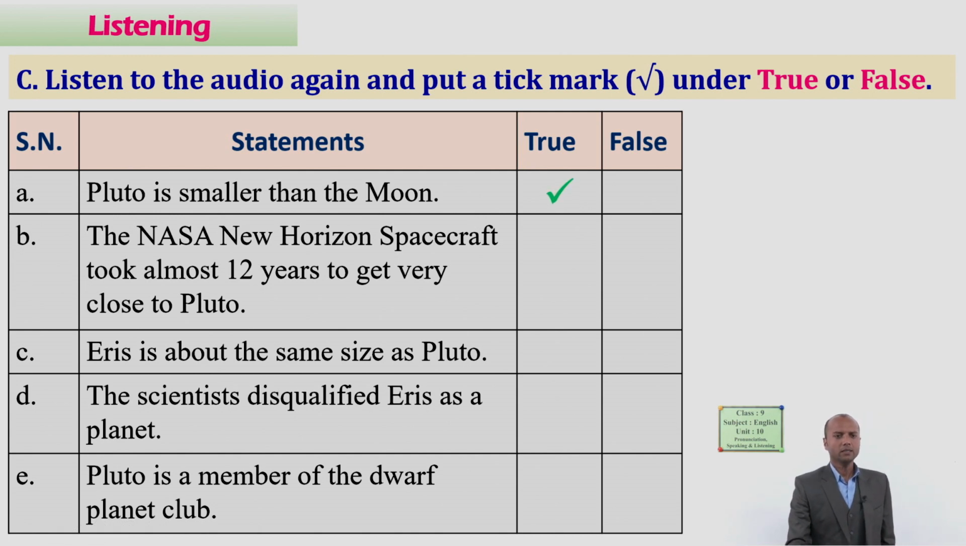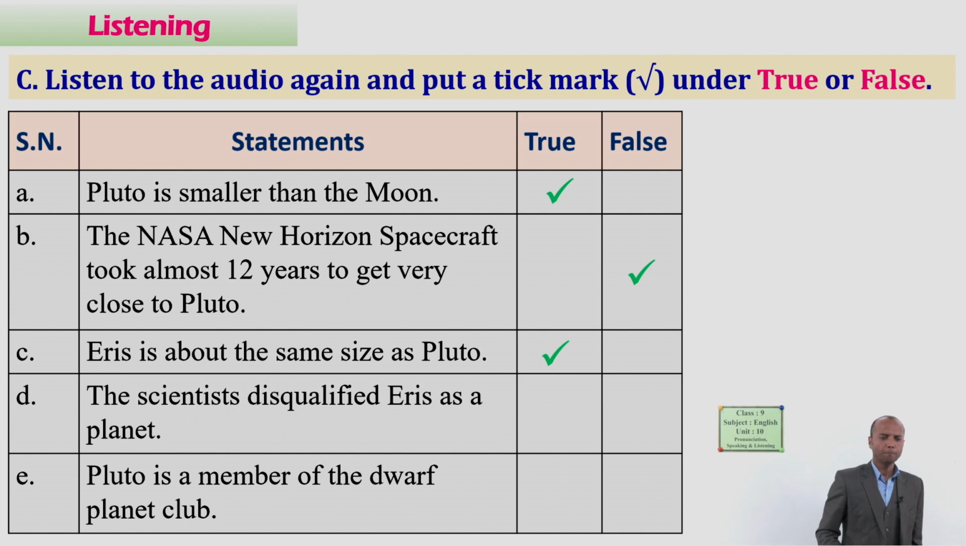B. The NASA New Horizons spacecraft took almost 12 years to get very close to Pluto. Is it true or false? Okay, it is false. It took 10 years only, yes? Almost 10 years. C. Eris is about the same size as Pluto. Is it true or false? Yes, it is. Again, true.